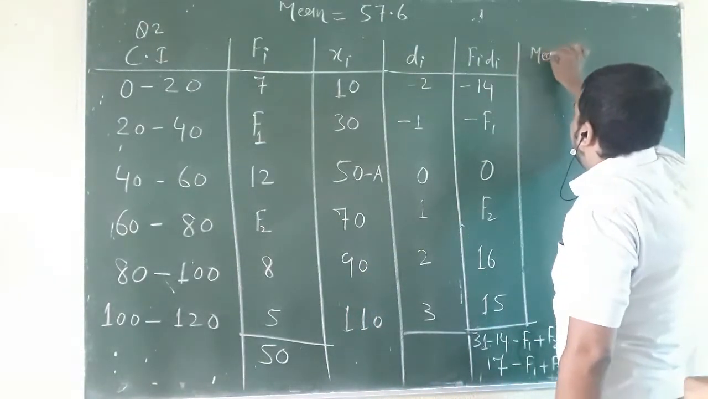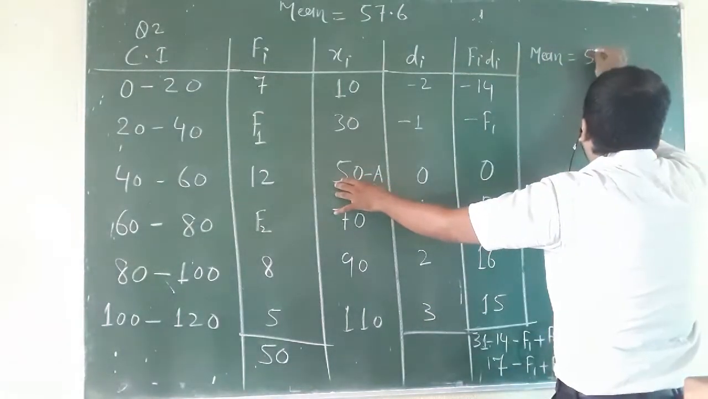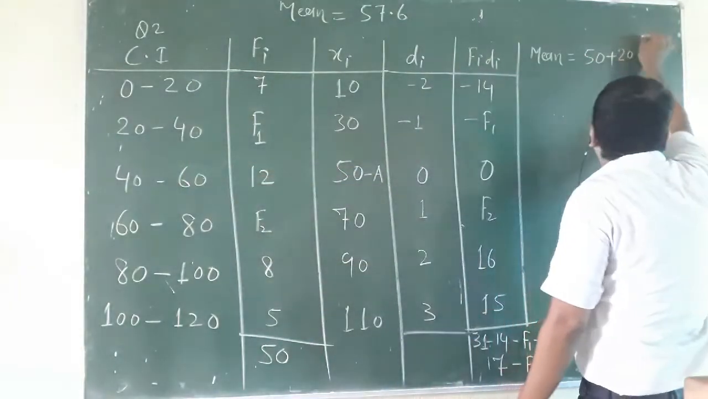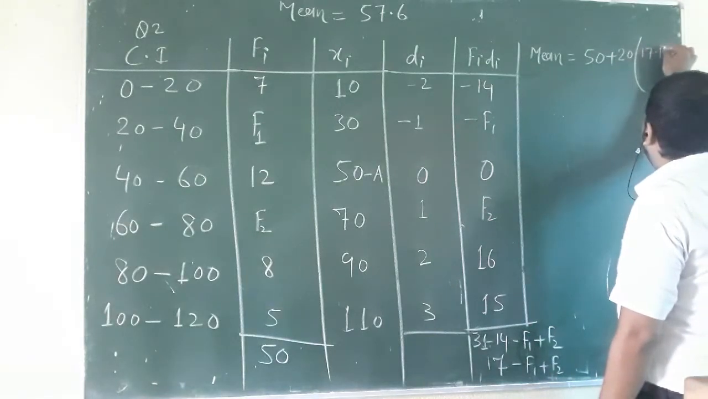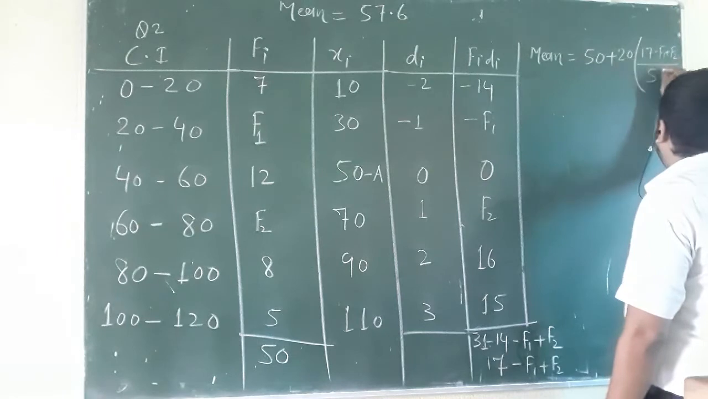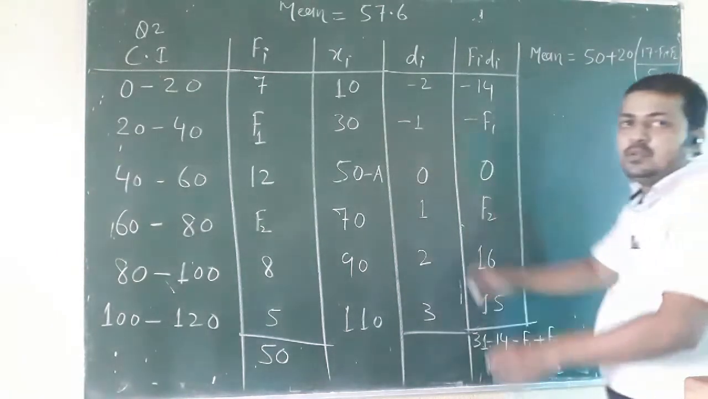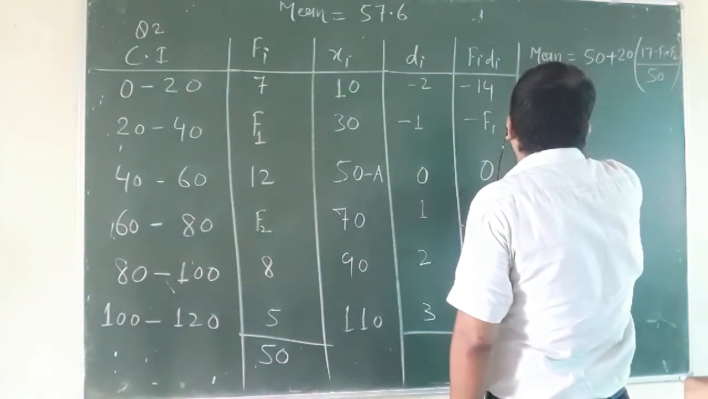I will use the formula. Mean is equal to, first of all, A, that is 50. Now height, that is 20. Now sum of this one, that is 70, minus F1 plus F2, divided by 50. The sum of Fi is given, that is 50. The mean is 57.6. So I will put here 57.6.